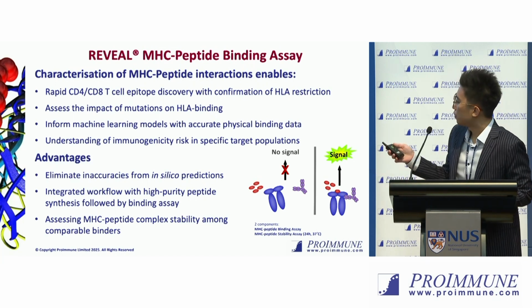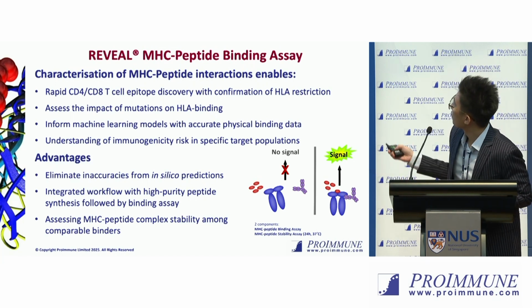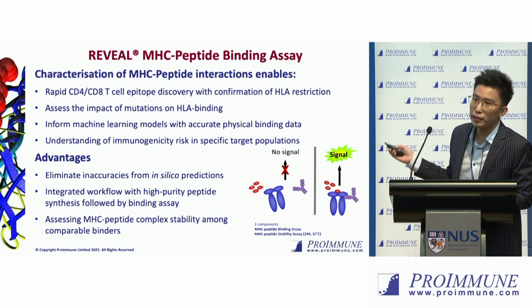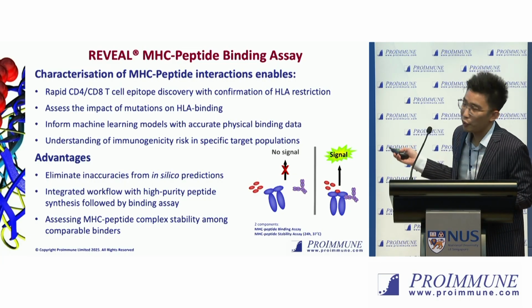So here is a simple illustration of how the assay works. It's actually quite simple. We have an antibody that can recognize the conformational change when the peptide is able to bind to the MHC allele. So if it binds, there will be a signal. If it doesn't, then there's no signal.